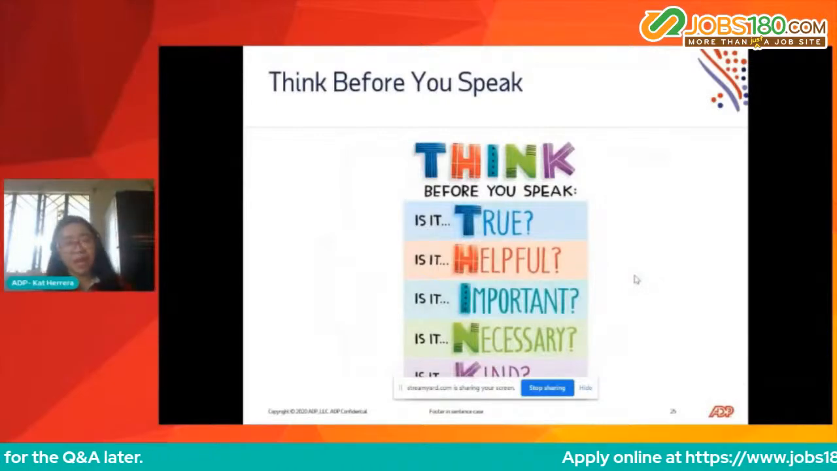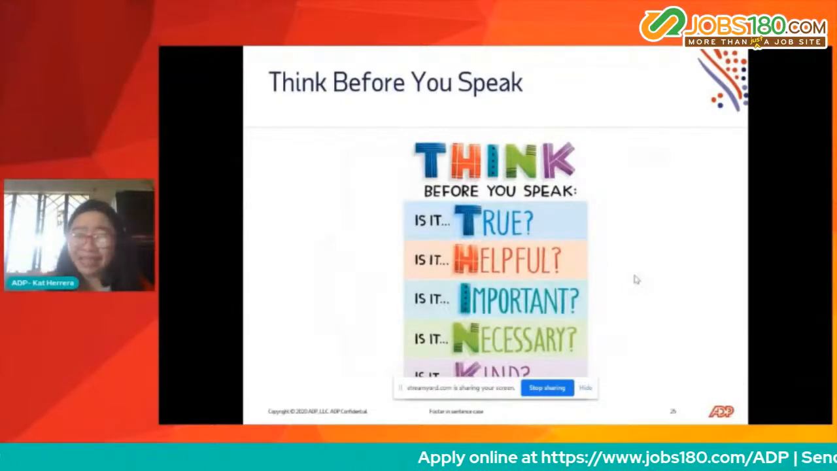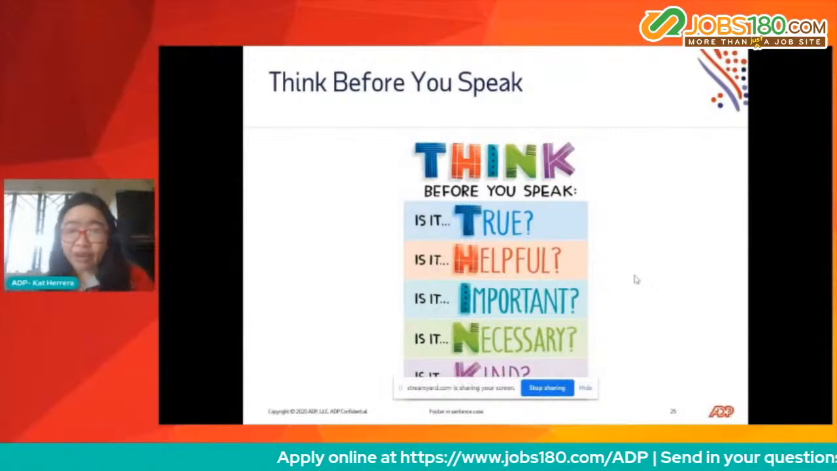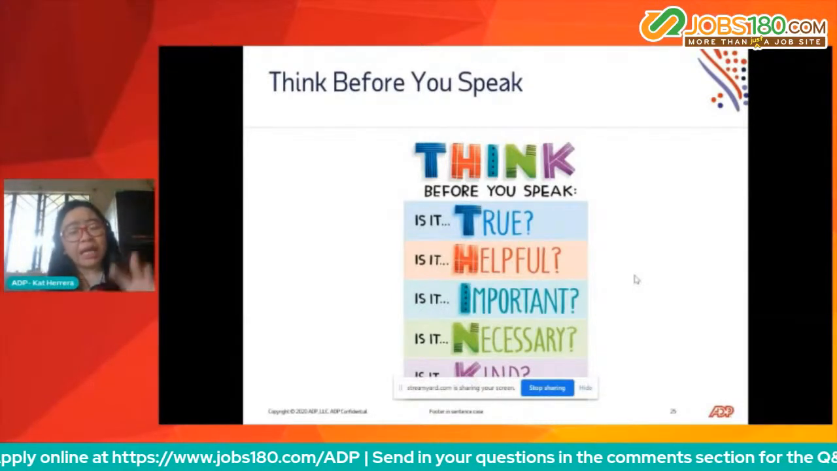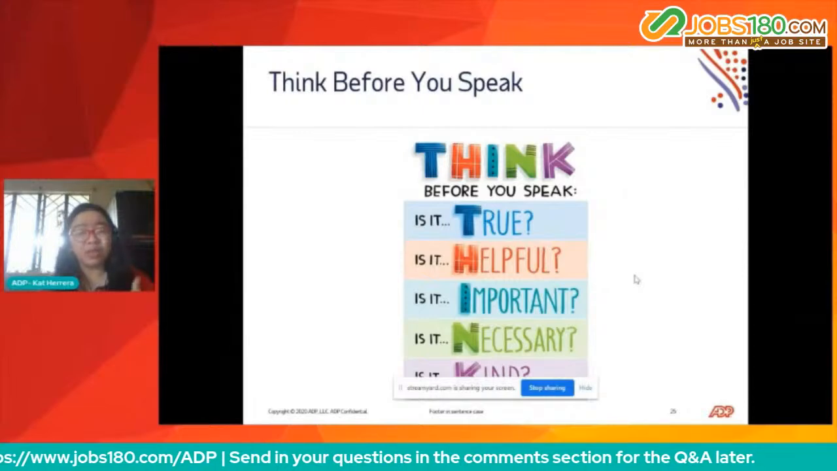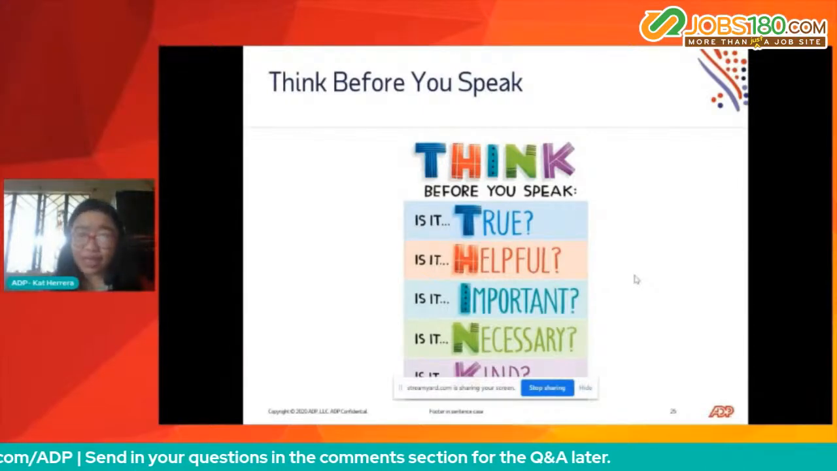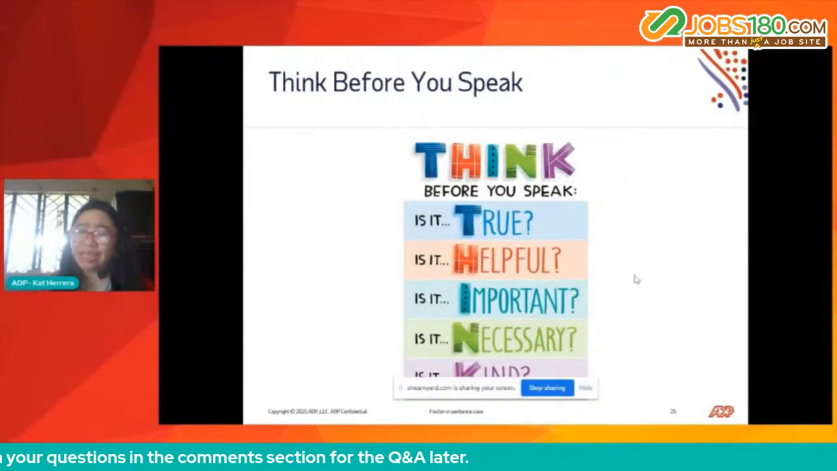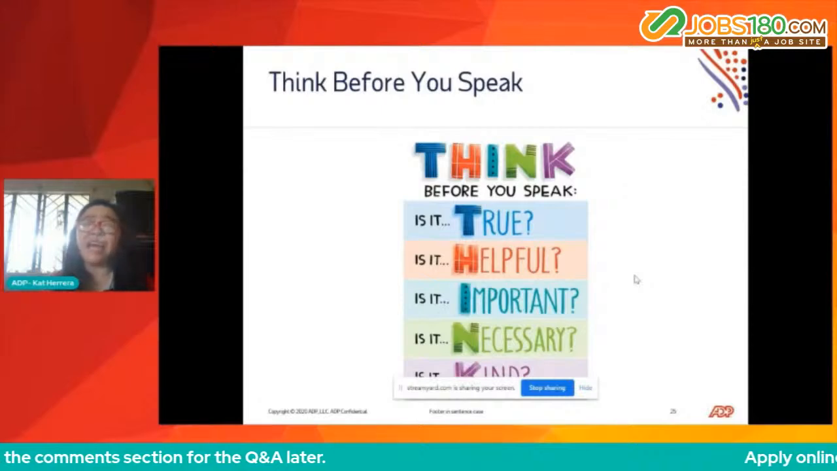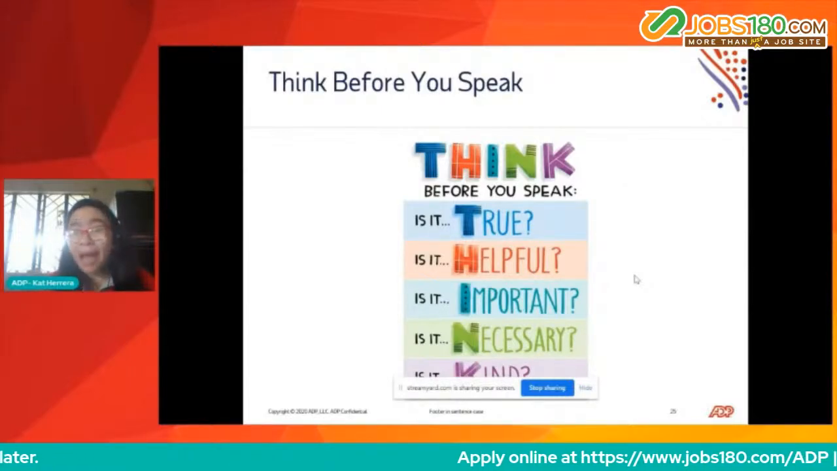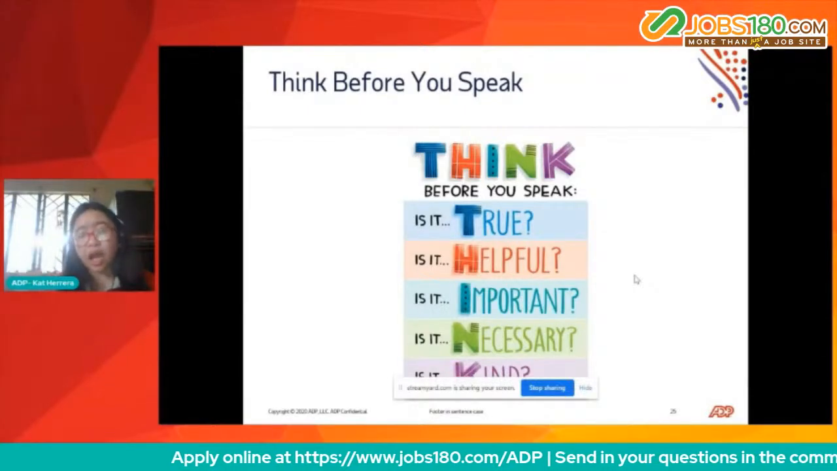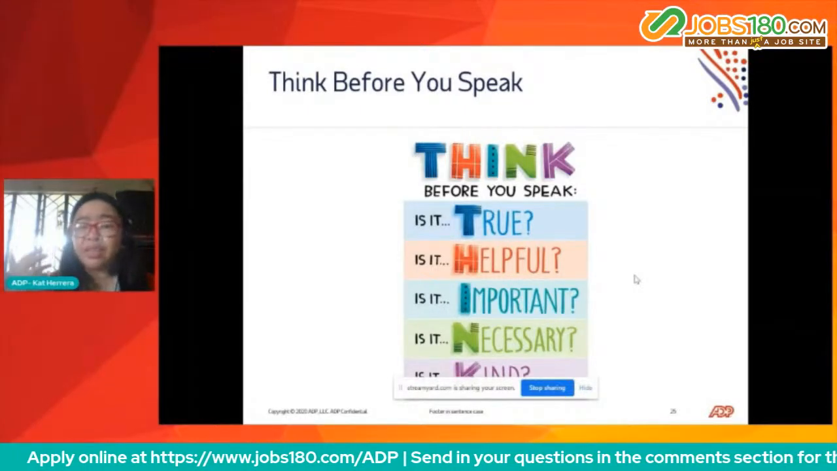Think before you speak. Just a very important reminder is just use those acronyms, THINK. Before you speak, think or ask yourselves these questions. Is it true? Is it helpful? Is it important? Is it necessary? And is it kind? Because being a great communicator is not only about knowing how to speak well, it's also about your intention, also about the message that you are delivering.